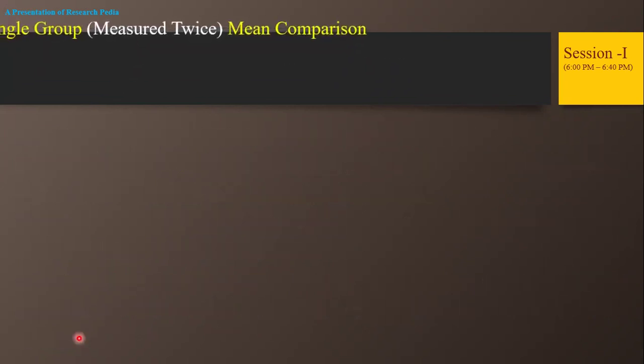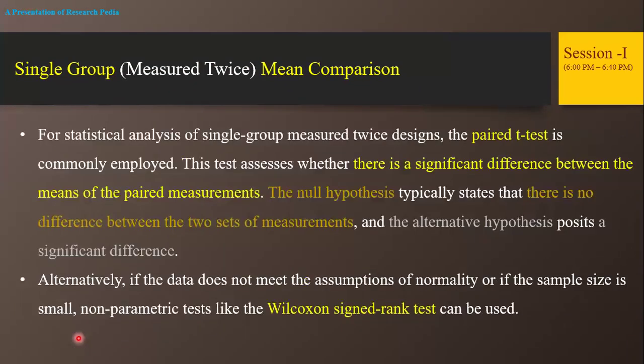So for statistical analysis of a single group measure twice design, the paired t-test is commonly employed. In case of a single group, if the data is normal and we are comparing that group mean with a standard value, we are using the one sample t-test. But if we have data before and after some intervention, or at different points in time, collected from the single group, we need to use the paired t-test if our data is normal.